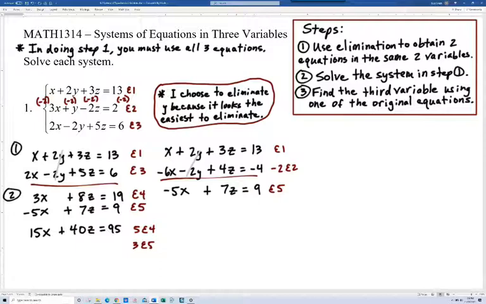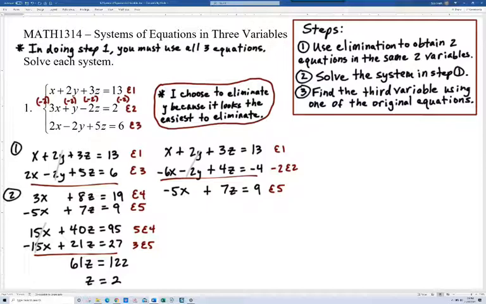In the second equation, we have 3 times negative 5x, that's negative 15x. 3 times 7z is 21z. And 3 times 9 is 27. So let's add these equations together. X is eliminated. We're going to get 61z. And when you add 95 and 27, you get 122. So 61z is equal to 122. And in fact, z would be 2 there. You can divide both sides by 61.